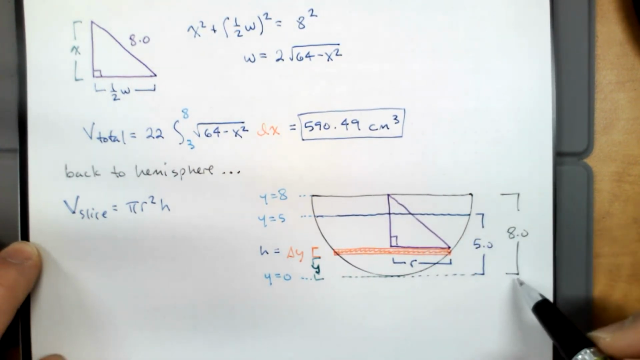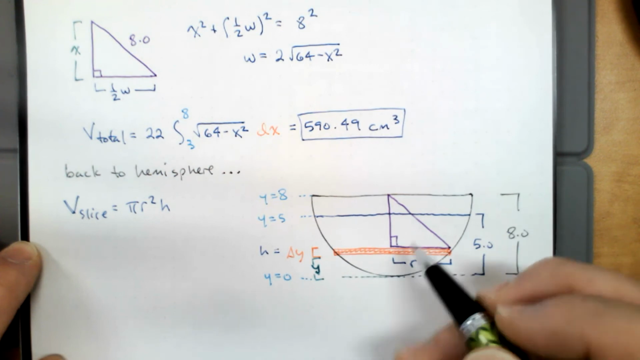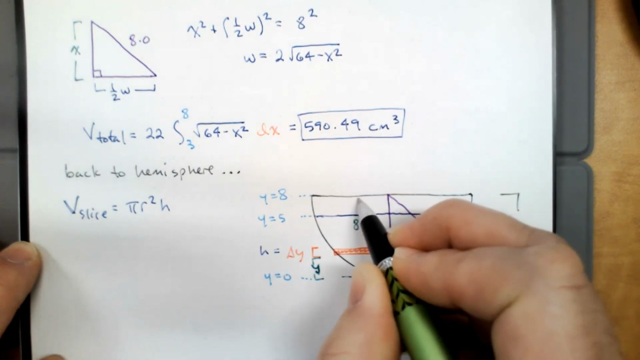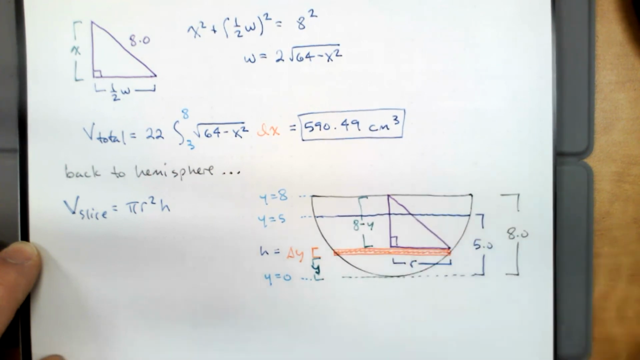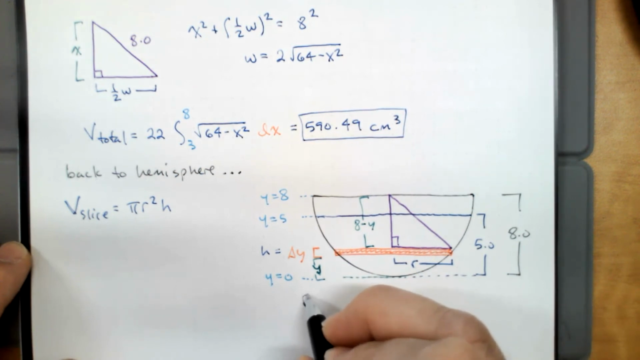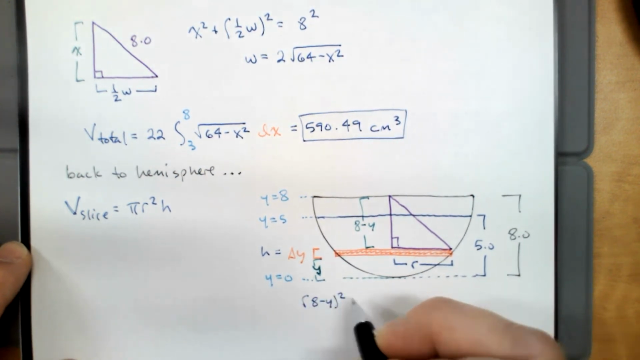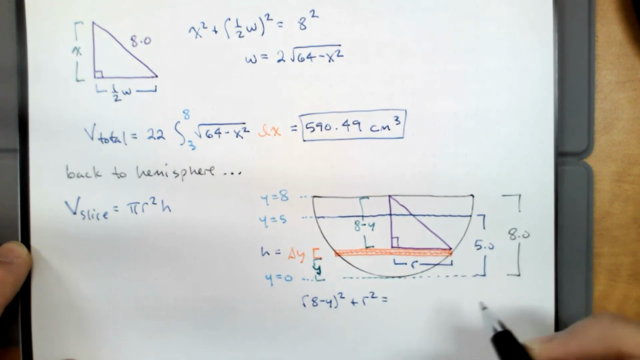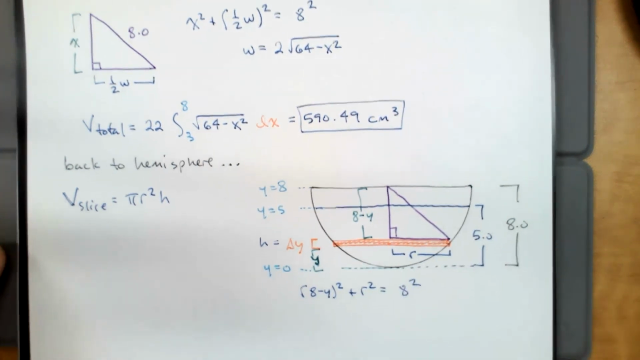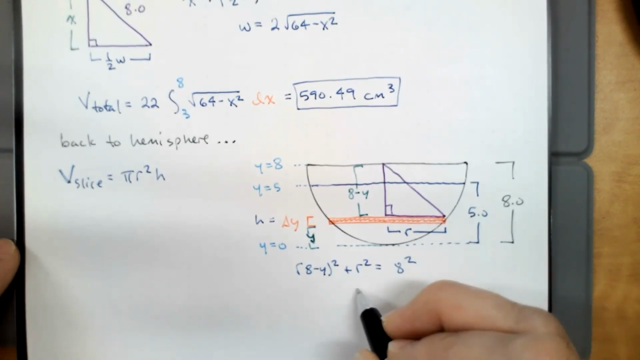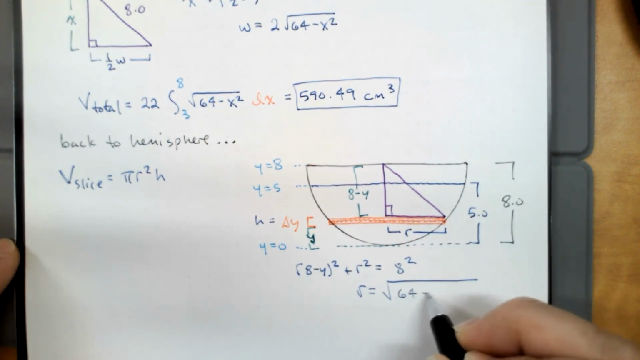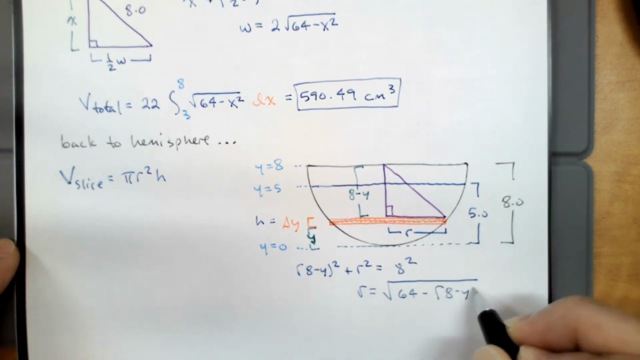So if this whole distance is 8 and this bottom piece is y, then this leg of the triangle is 8 minus y. And now I can say (8 minus y) squared plus r squared is equal to 8 squared. So our radius will be the square root of 64 minus (8 minus y) squared.